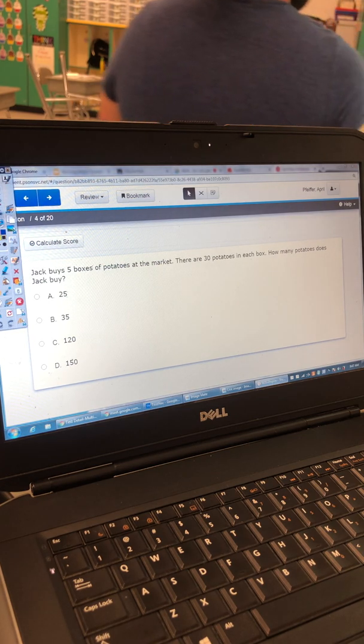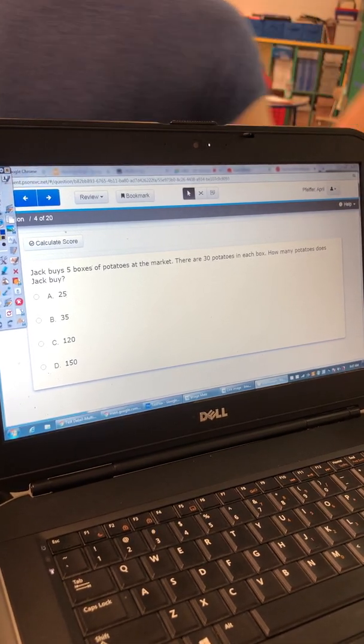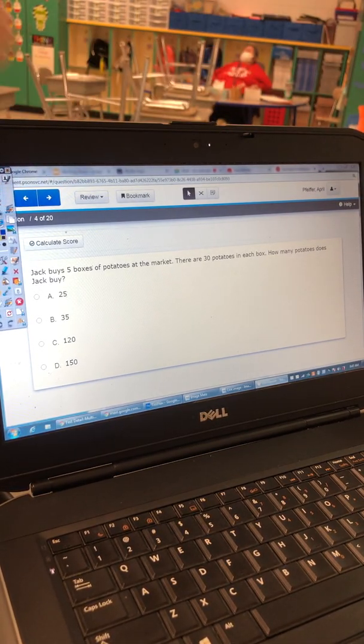Alright, Jack buys 5 boxes of potatoes at the market. There are 30 potatoes in each box. How many potatoes does Jack buy? That is a lot of potatoes, yes. Now remember, my 0 is the property of multiplication on this.